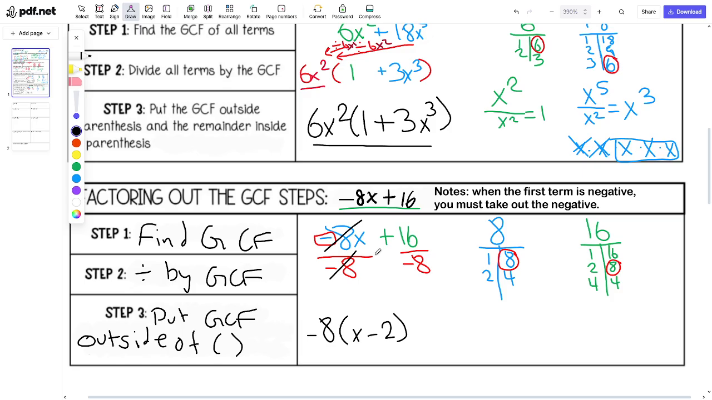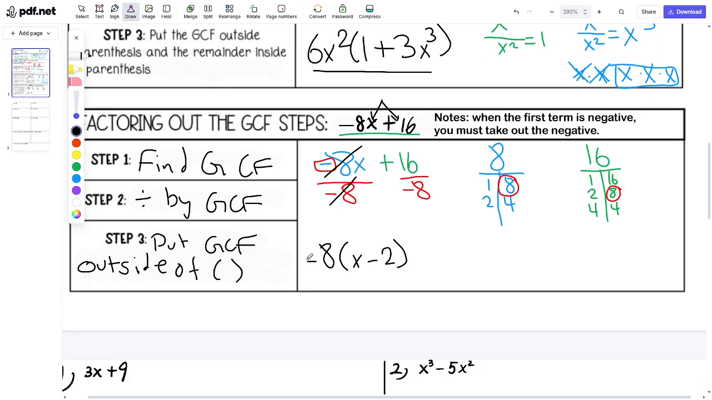So you may be asking, Mr. Harrow, why did we not take an x out? Well, keep in mind, for it to be a common factor, both of them need to be multiplied by x, not just one of them. So we cannot take x out of both this time. So this is our final answer here. Negative 8 times x minus 2.